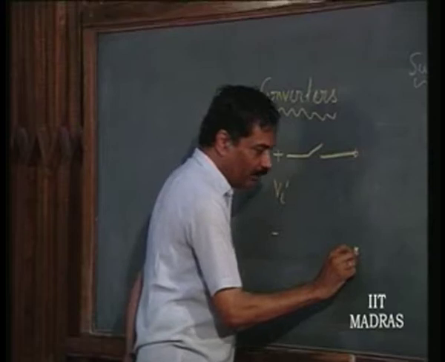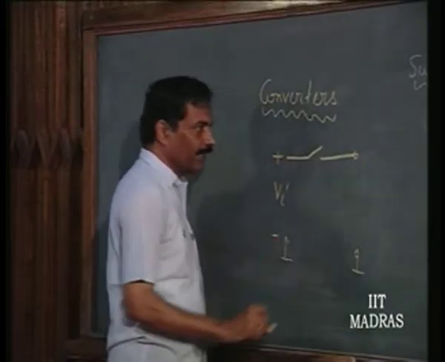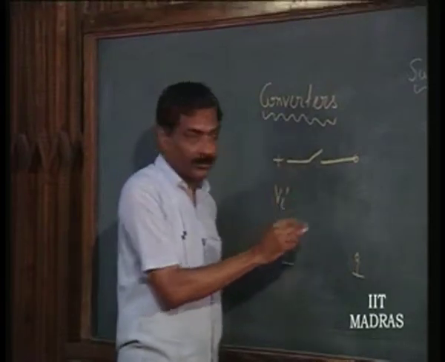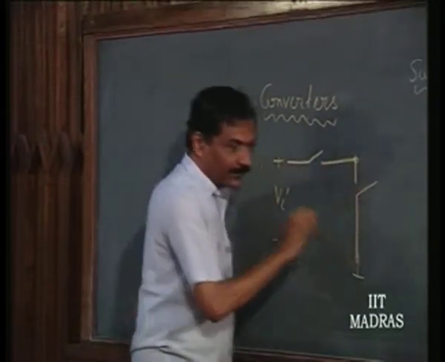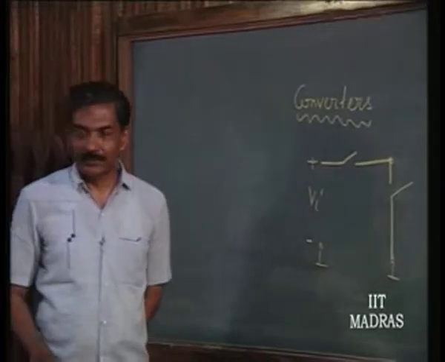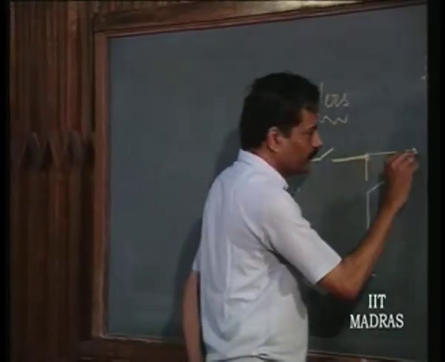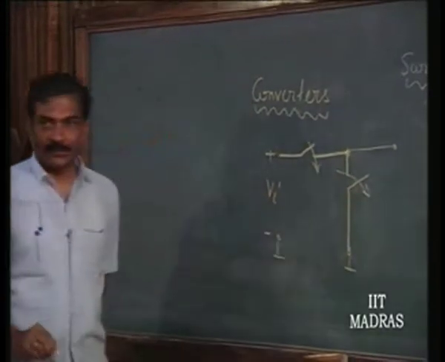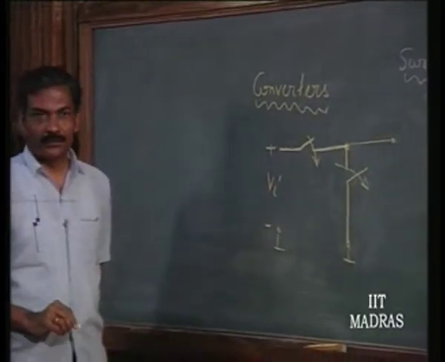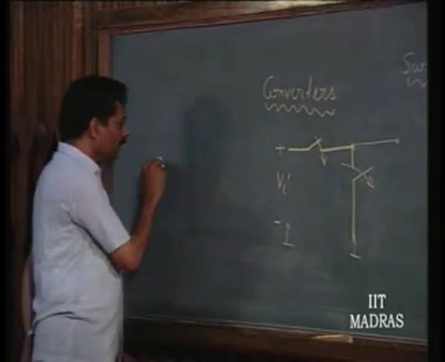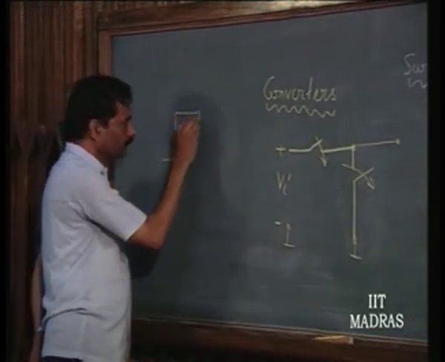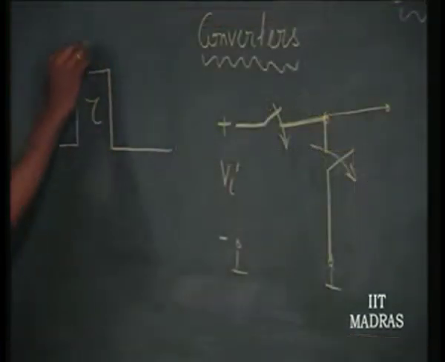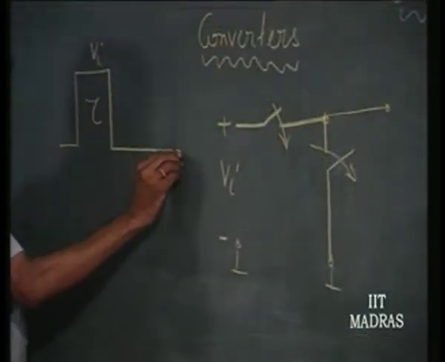So basically now we would like to have a voltage here which is being switched from Vi to 0, let us say. So, Vi to 0 in a complementary fashion. So, what happens? Vi for tau and 0 for the rest of the time.